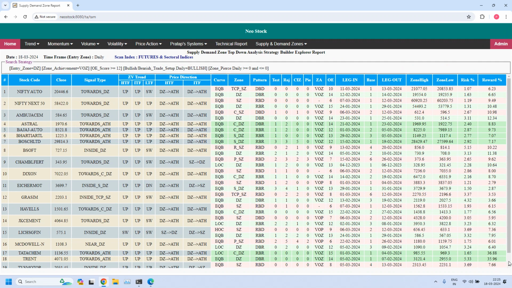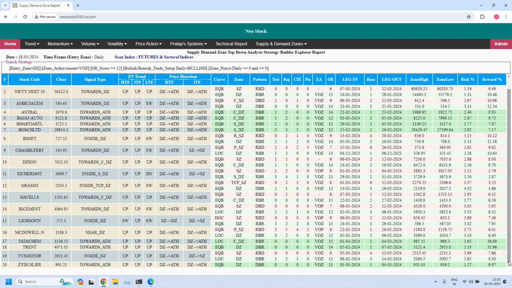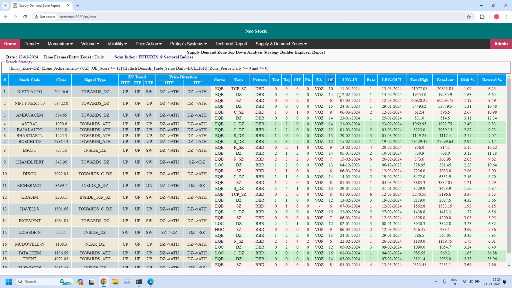So this is the list currently supporting bullish trade setup. 20 stocks are filtered. All the demand zones are having odd enhancers. Here OE indicates odd enhancer score. The odd enhancer score should be more than or equal to 12. So here 14, 15. It will be helpful to you.